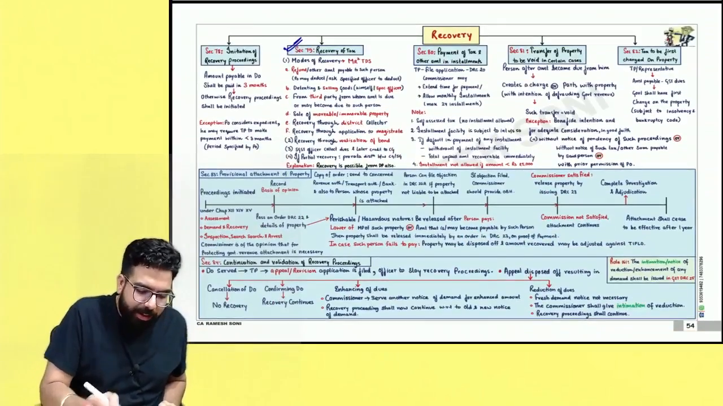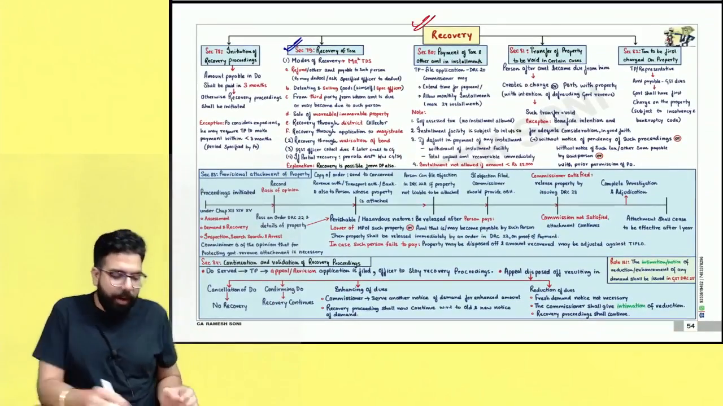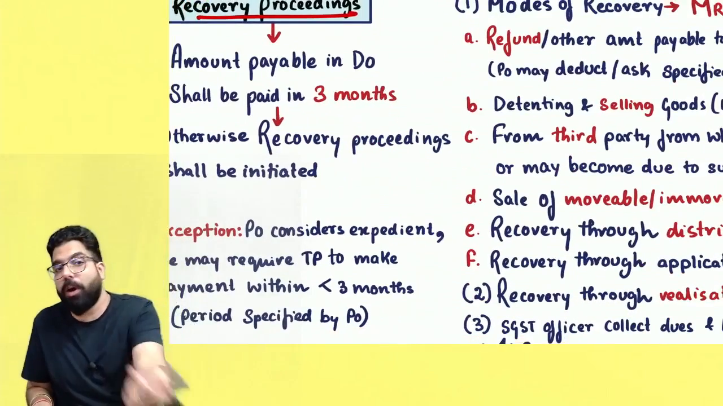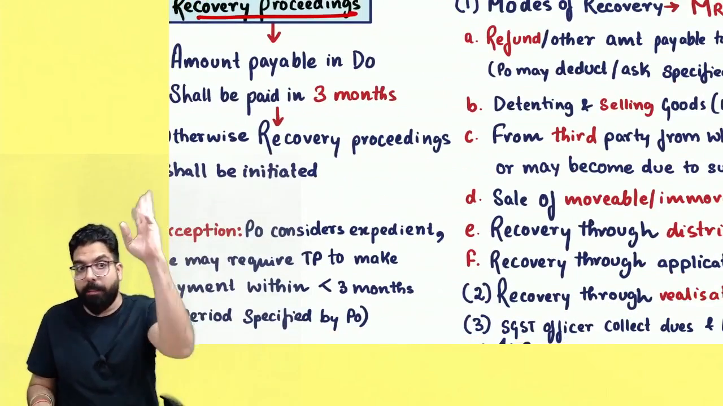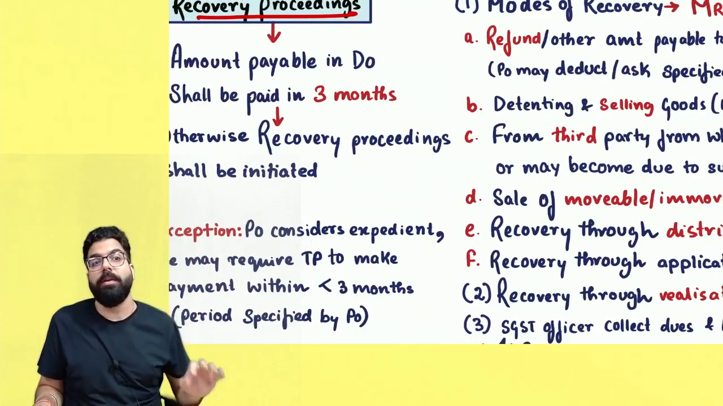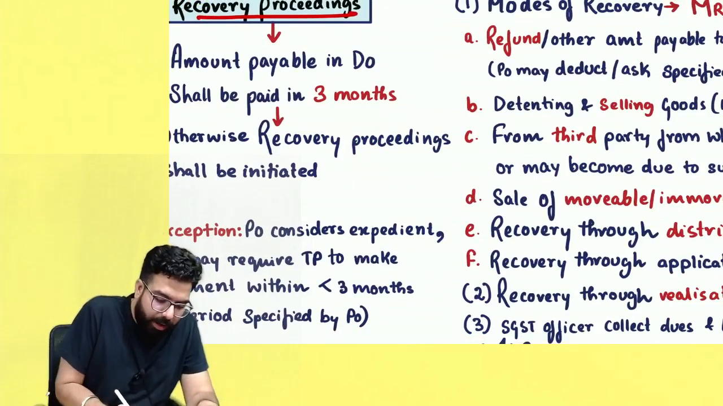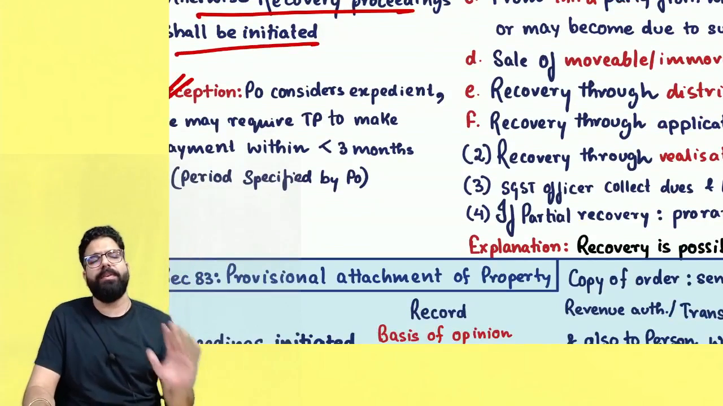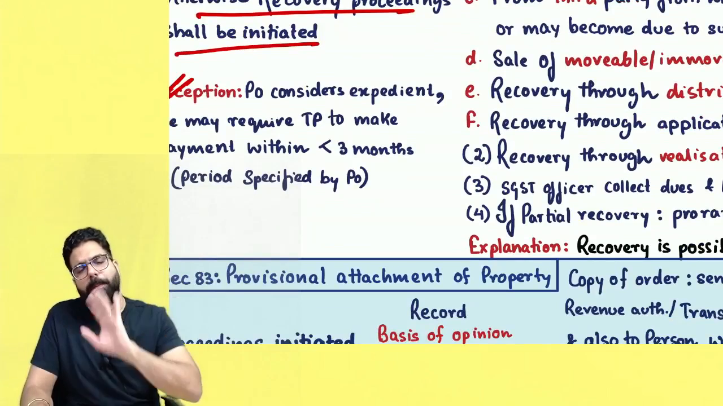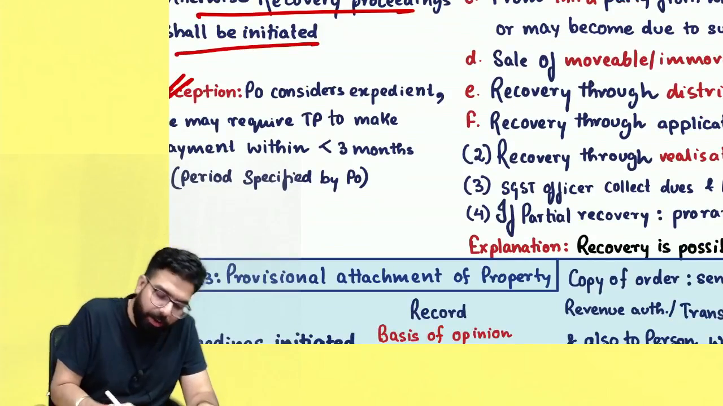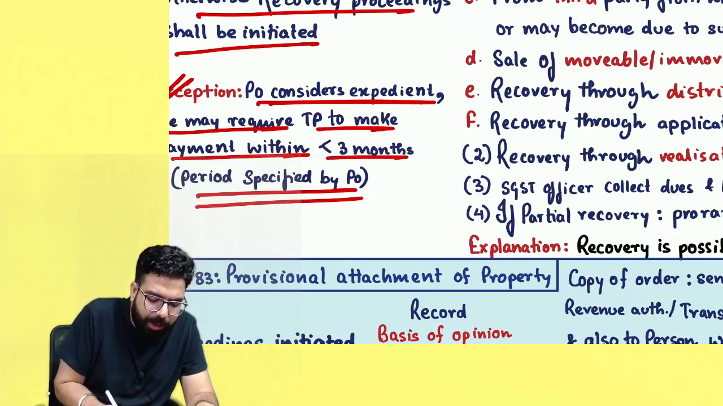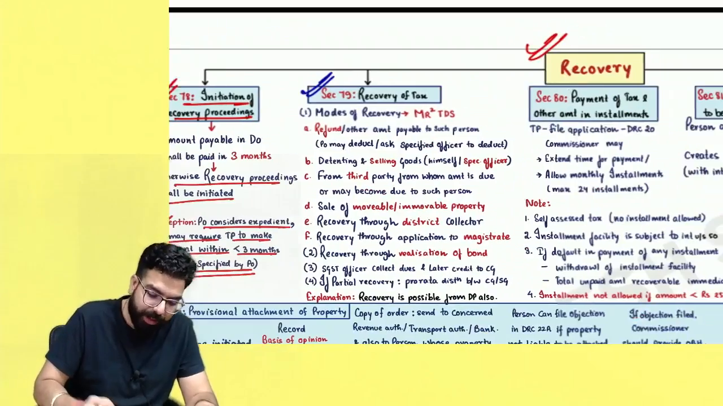Now the next one is the recovery proceeding. Section number 78 says initiation of recovery proceeding. Sir, the amount payable in the demand order must be paid within 3 months. If you don't make the payment within 3 months, they will start the recovery. Remember, if the proper officer considers it expedient, he can go ahead and do the recovery even before 3 months. He may require the taxable person to make the payment in less than 3 months. The period will be specified by the proper officer.